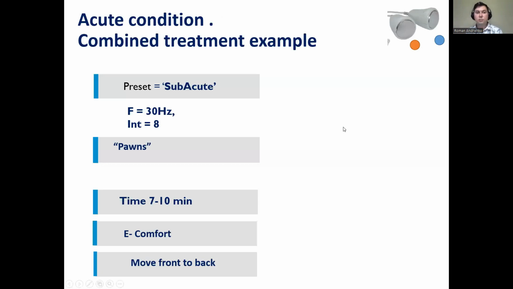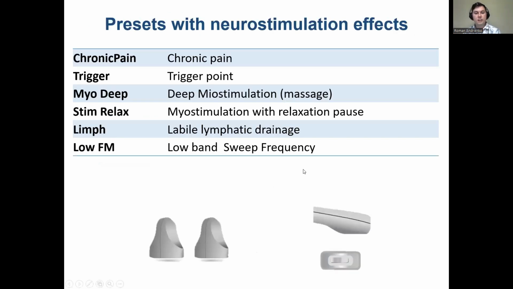And this is the example of the combined treatment in a subacute condition. So subacute preset, the combination of low frequency and high intensity, intensity 8, the maximum one, plus the PONs. 7 to 10 minutes, comfortable energy level, and we are moving front to back if we're dealing with a relatively huge area.